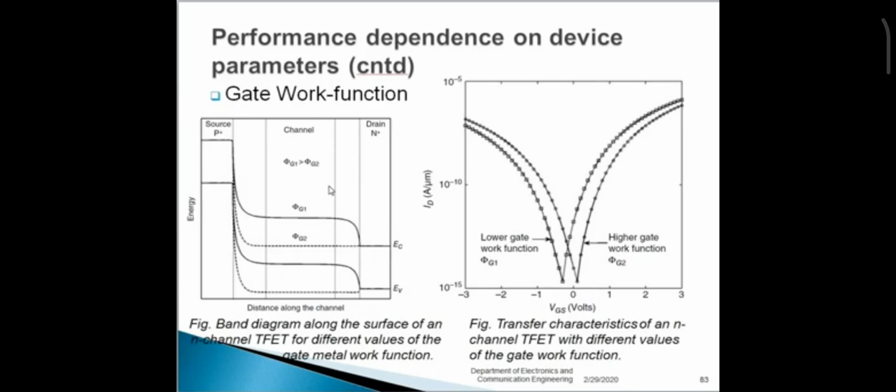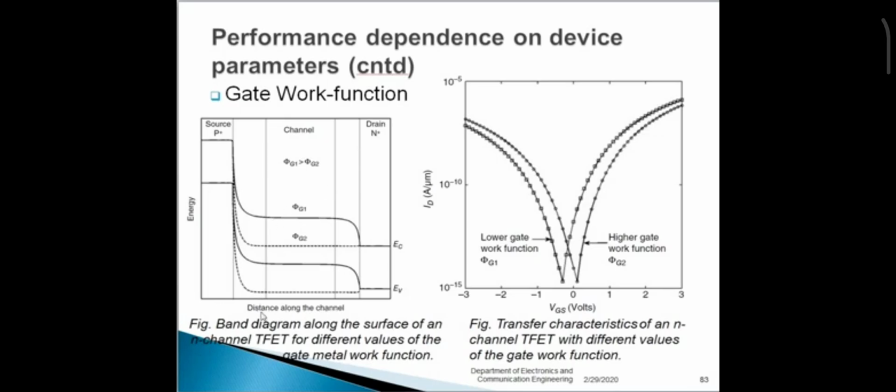Next is the gate work function. In this figure, I have compared the band diagram of a TFET with a higher gate work function phi C1 to that of a TFET with a lower gate work function phi C2 at thermal equilibrium. Due to the formation of a greater inversion charge layer in the case of higher gate work function, the energy bands of the channel are lower. This leads to a steeper source-channel junction, thereby increasing the source-channel tunneling and the on-state current. The increase in on-state current is accompanied by an increase in the off-state current and thus an increase in the power dissipation in the off-state.